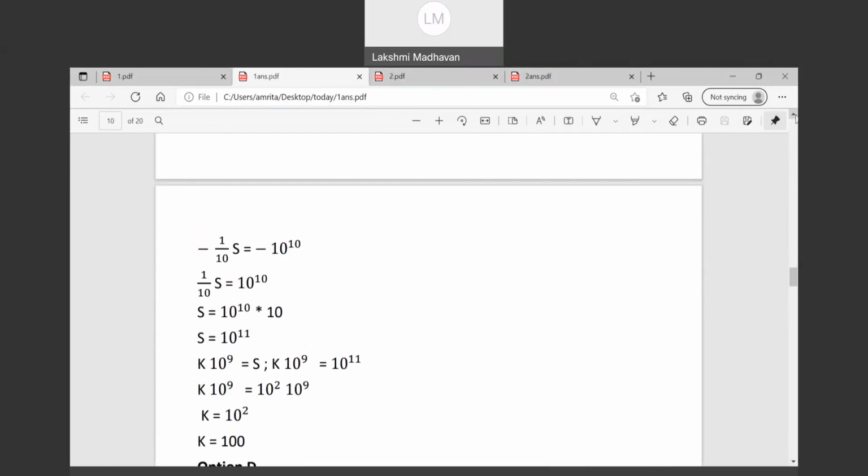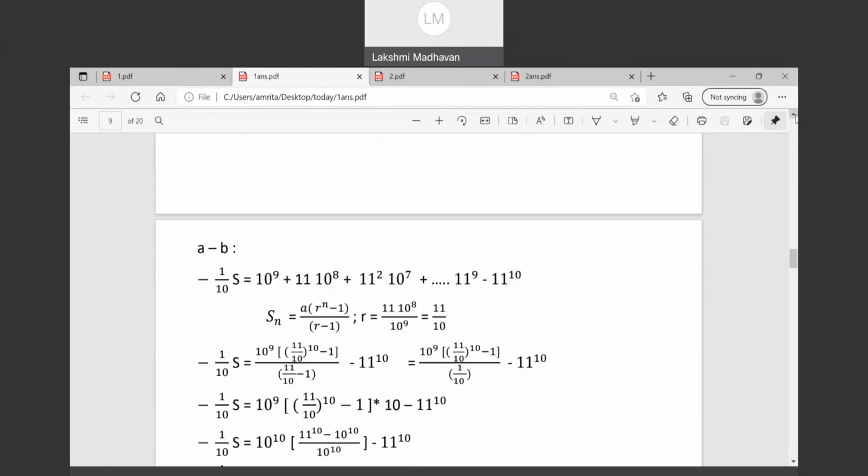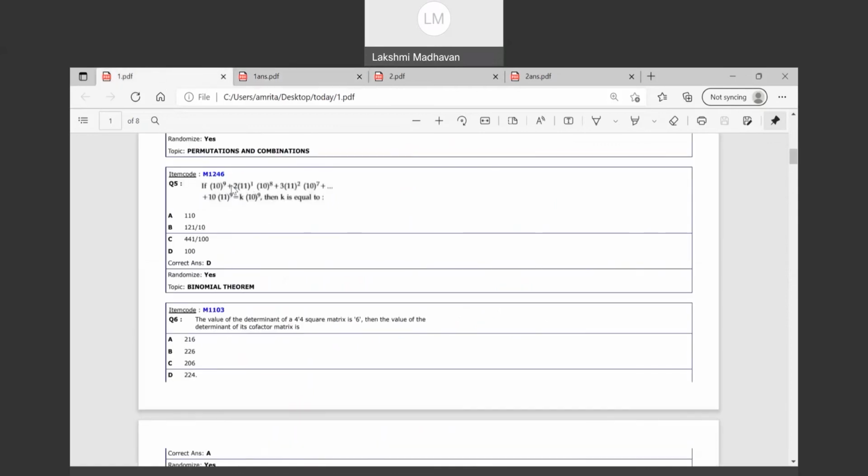This is a very important question which was there in different examinations, different entrance examinations. So just have a look at this question once again. So here I have this part which is given as K 10 raised to 9.